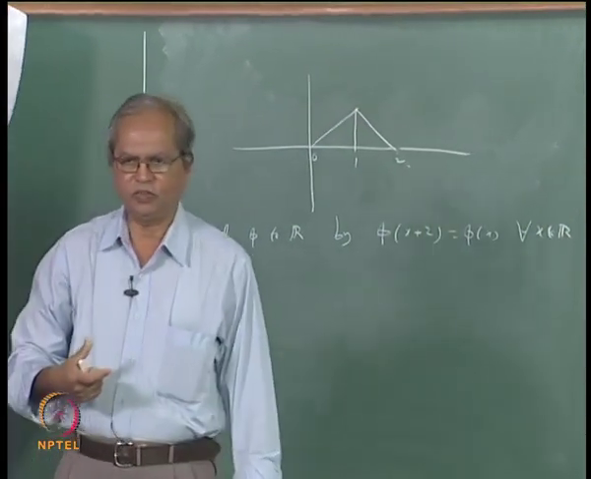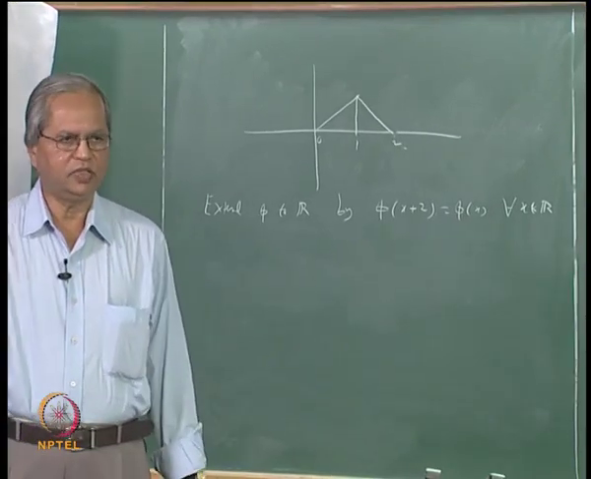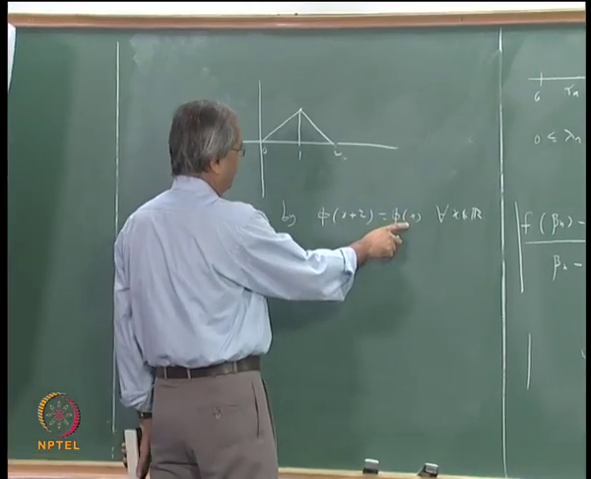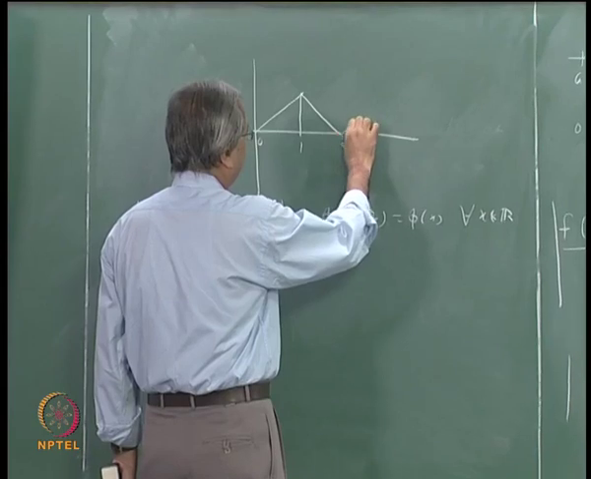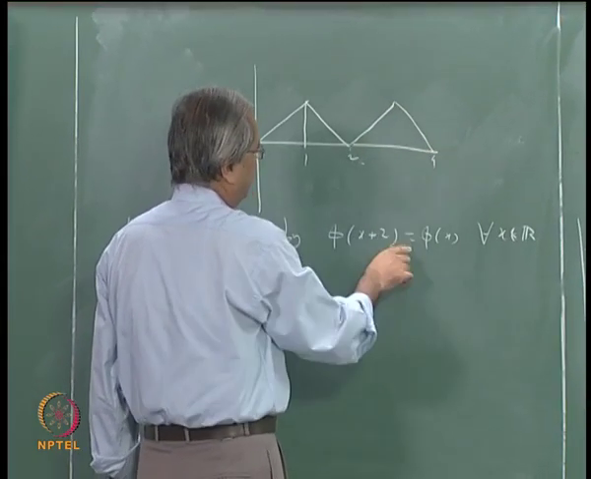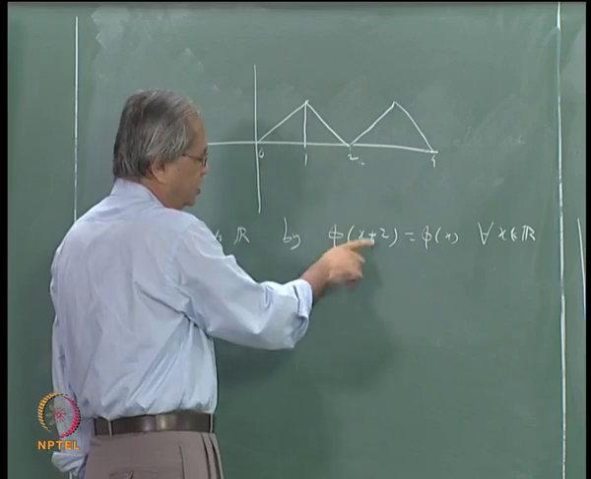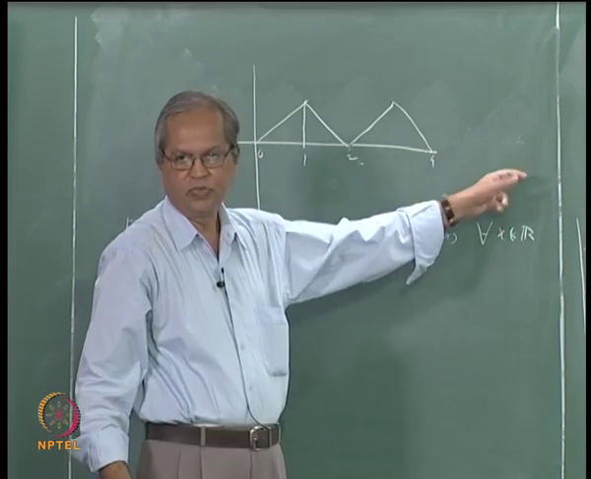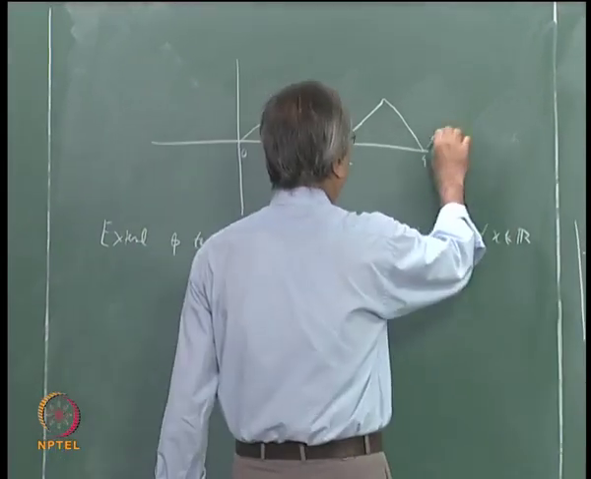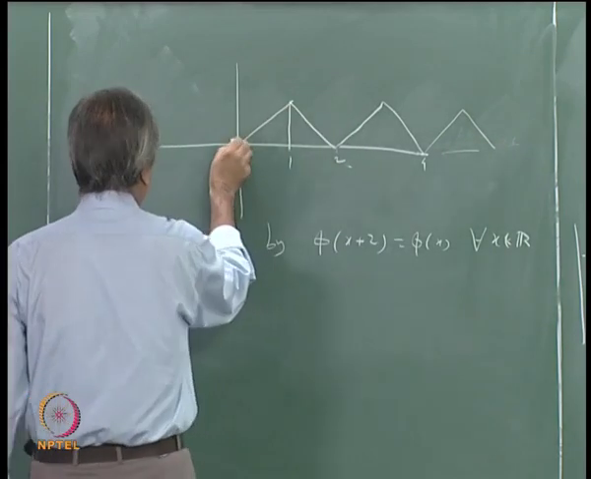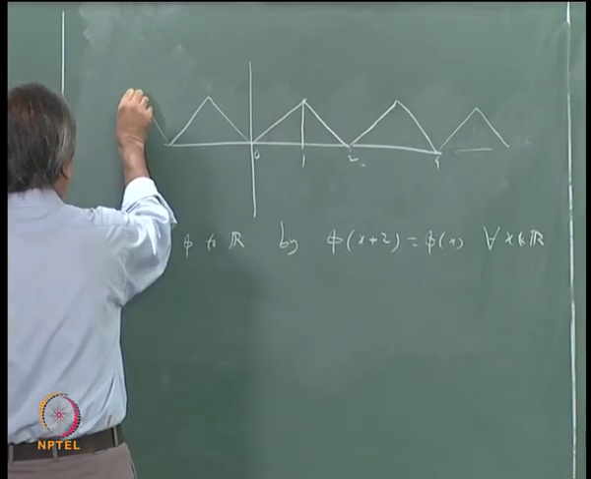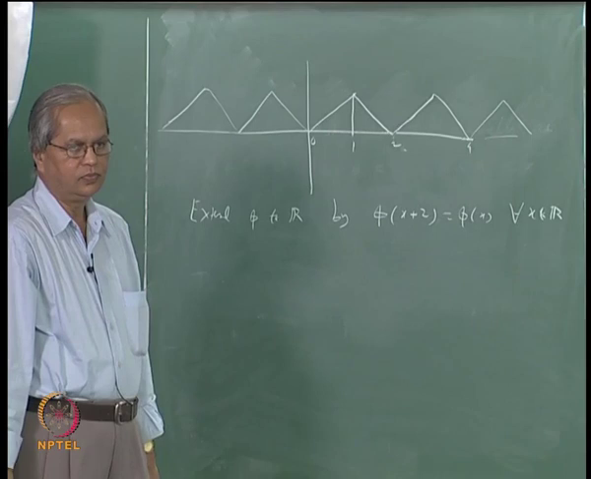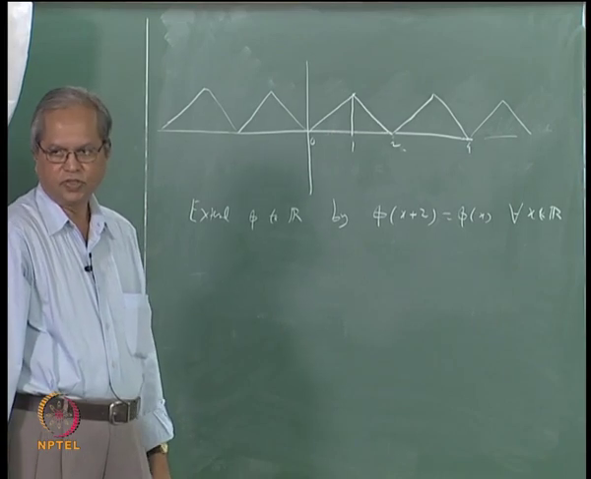If a function is defined in some interval, you just repeat the values of the function at all other intervals of the same length. For example, just use this formula phi of x plus 2 is equal to phi of x, that will say what the function is in the interval 2 to 4. So this extends the function. You are given the function from 0 to 2, this will first extend it from 2 to 4, use the same thing, then you will get the function in 4 to 6, 6 to 8, etc., and similarly this side, minus 2 to 0, then minus 4 to minus 2, etc. That is what is called the periodic extension of the function.